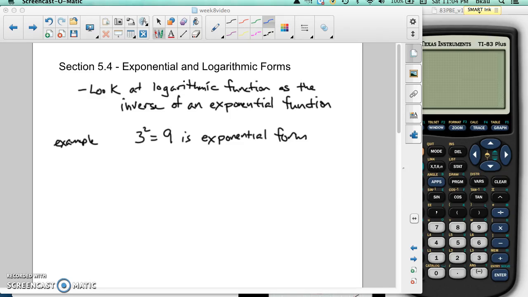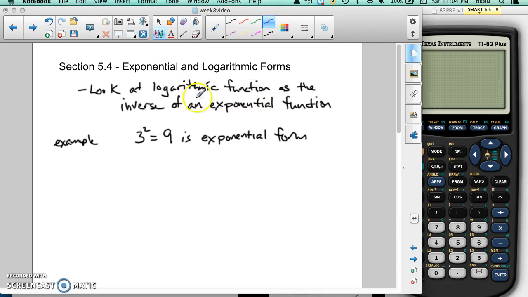Hello, and in this video, we're going to be looking at exponential and logarithmic forms of writing an equation, and how the logarithmic function is an inverse of the exponential function. So we're going to start with this example here: 3 to the second equals 9. That's exponential form. It's got a base, an exponent, and what it equals.